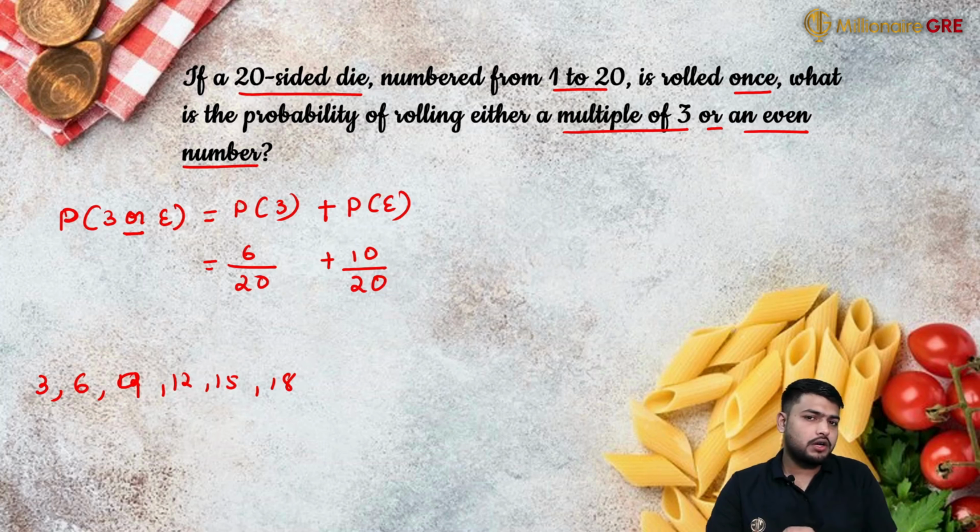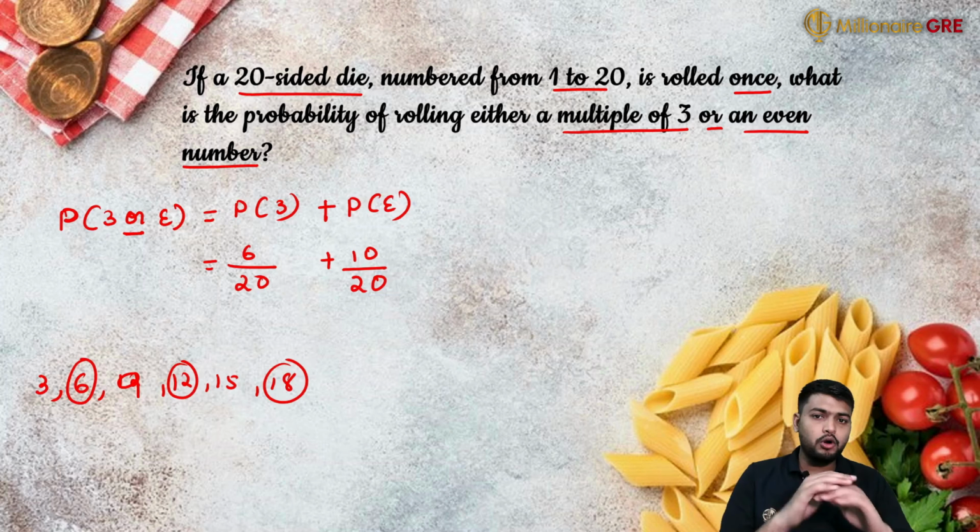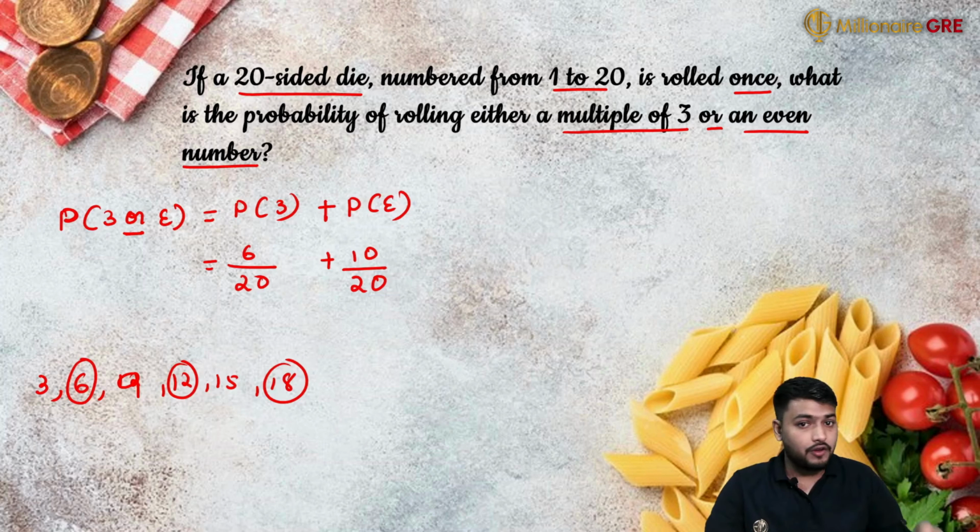Now we have counted some numbers twice: the numbers which are both multiples of 3 and even. 6, 12 and 18 are both multiples of 3 and even. They have been counted twice, so we have to subtract those numbers. What is the probability that a number is both a multiple of 3 and even? There are 3 numbers out of 20 numbers.